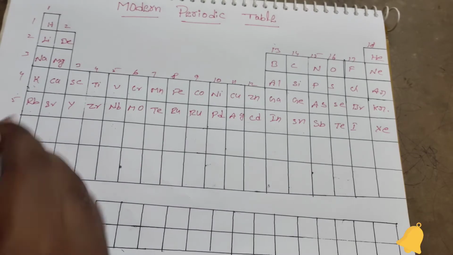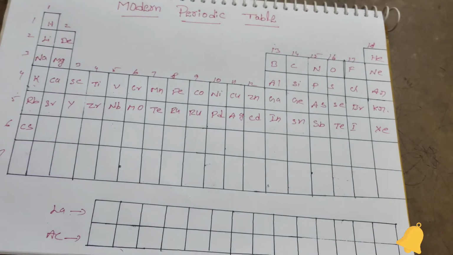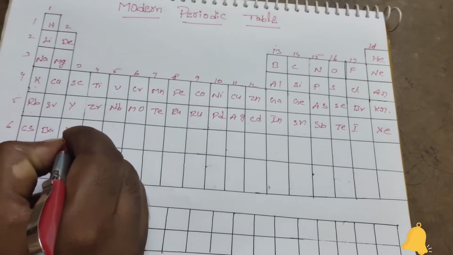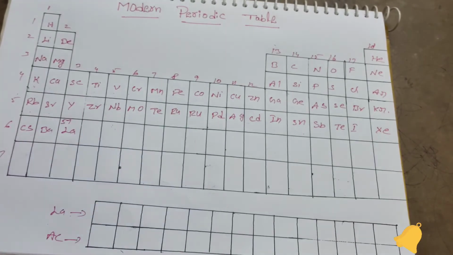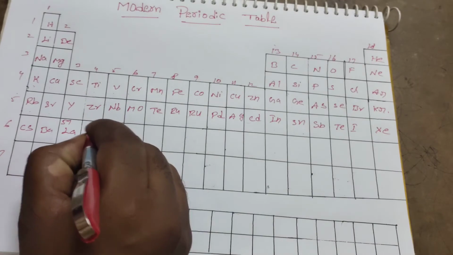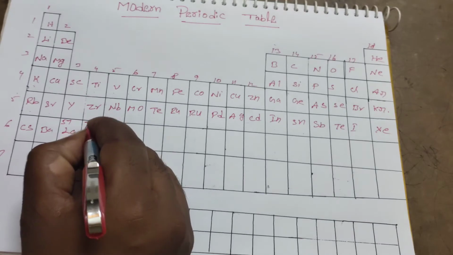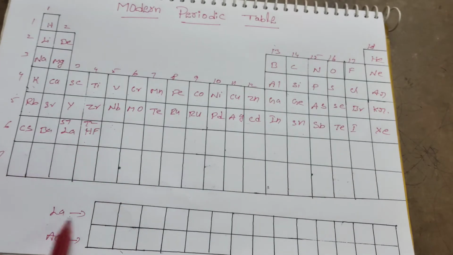The sixth period's starting element is cesium, then barium and lanthanum. Lanthanum's atomic number is 57. The element after lanthanum is hafnium, and its atomic number is 72. So between 57 and 72, 14 elements are missing. Those 14 elements are placed separately as the lanthanides.